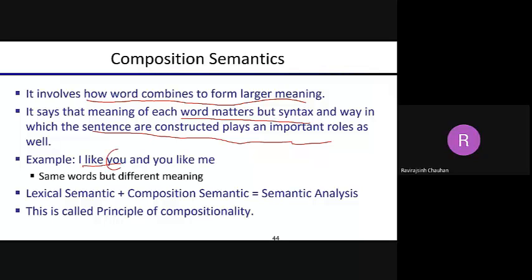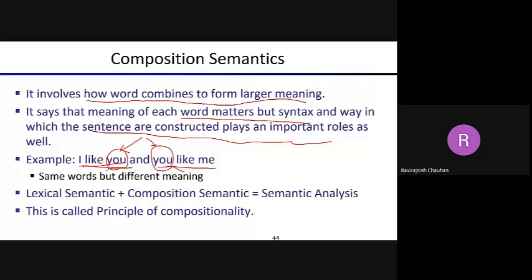Here you is the object, and "you like me" is a different way. This is the subject. So the same word is used, you and you, but here the meaning changes. "I like you" means "मैं आपको पसंद करता हूँ", and "you like me" means "आप मुझे पसंद करते हो". So in one place it is object, in another it is subject, so the meaning changes with the position of the word. Though we have the same words, we can have different meanings, and we can check by ordering and by combining the sentence.